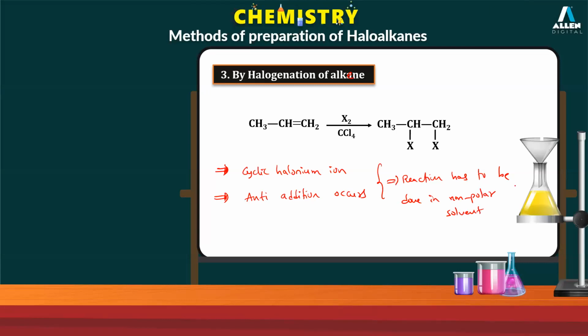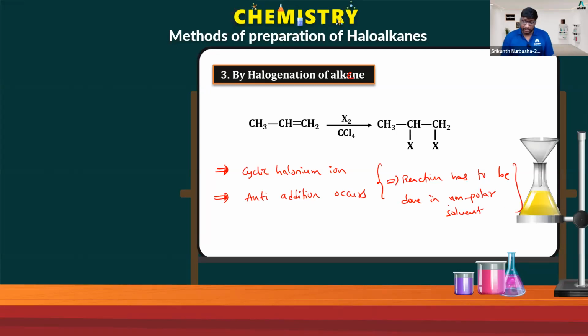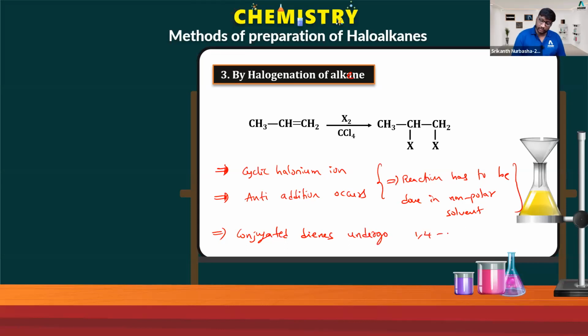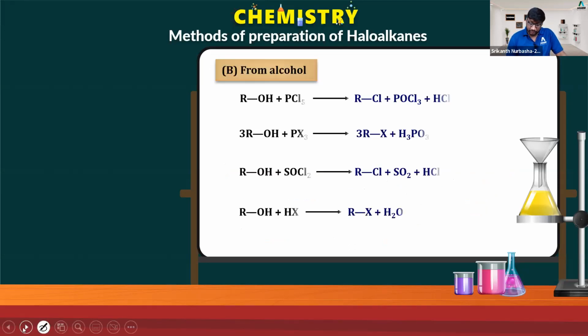If you use a polar solvent, what happens? H2O will act as a nucleophile and will react. And in case of conjugated dienes, what happens? 1,4 addition. Very good. Conjugated dienes undergo 1,4 addition. The halogen atoms are going to be added on the first and fourth carbon atoms. That is nothing but halogenation of alkene. If alkenes are treated with halogens in the presence of CCl4, all these things are going to happen.